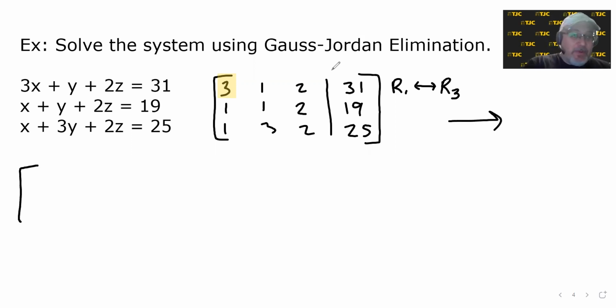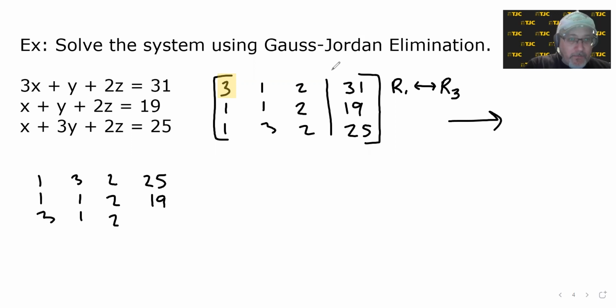And that will make the next matrix. We'll draw the bracket last. The third row becomes the first row, so 1, 3, 2, 25. The second row stays the same, 1, 1, 2, 19. And the first row becomes the third row, so 3, 1, 2, 31.